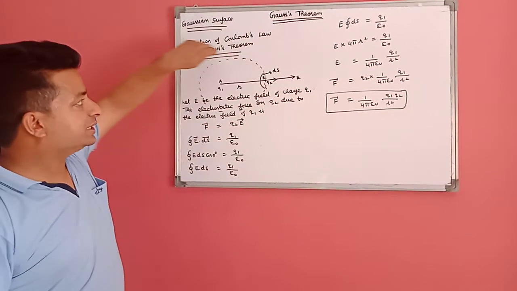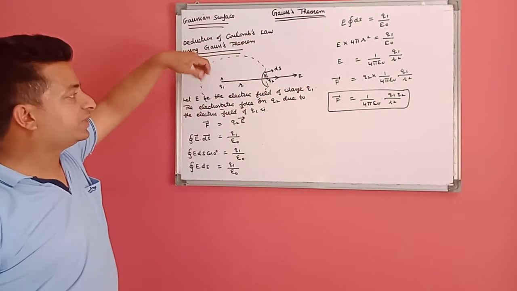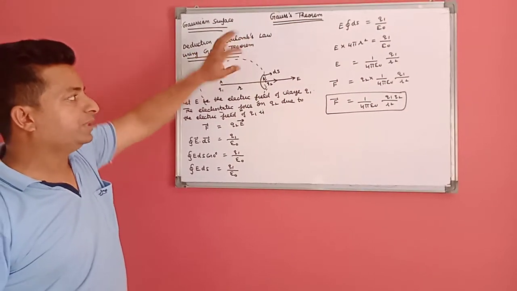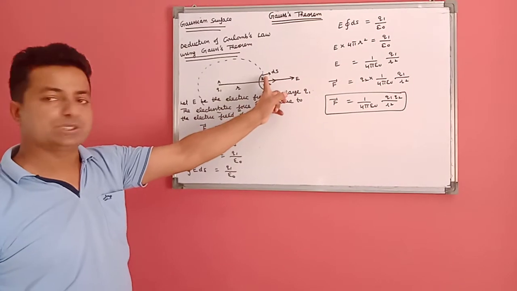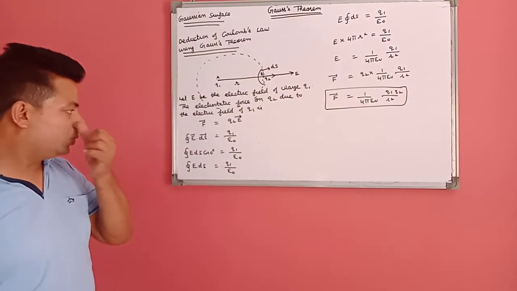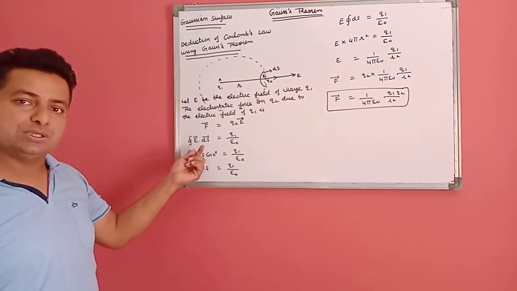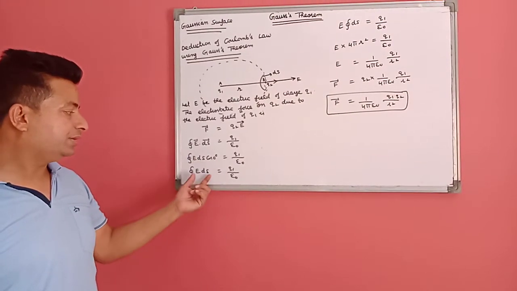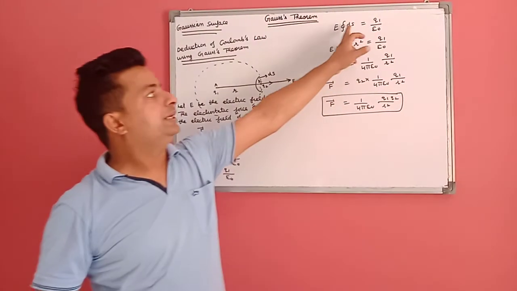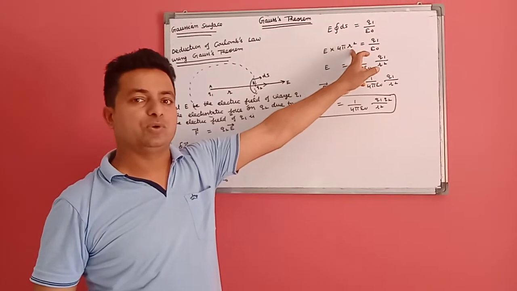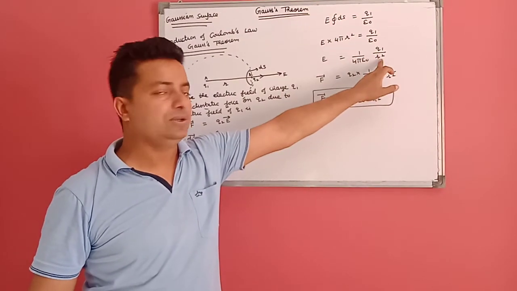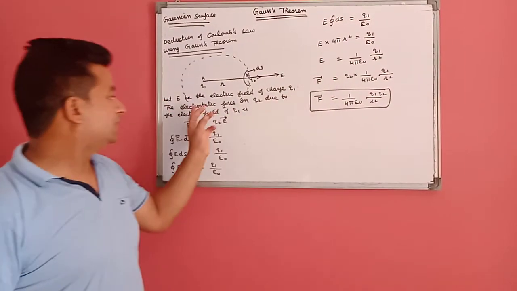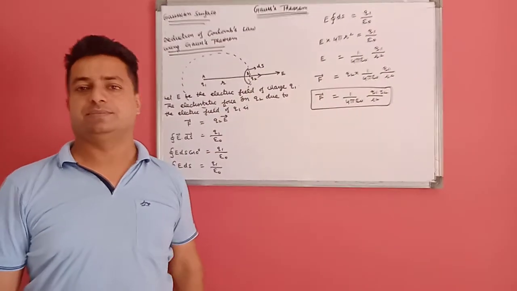After this, we assume a Gaussian surface of spherical shape of radius r. This is the area element of the Gaussian surface, a small element. As we know, E and ds are parallel to each other, so the angle between them is 0 degree. Cos 0 is 1. ds is the surface area, which is equal to 4 pi r square. This is the value of E. Put the value of E in F, we get Coulomb's law.